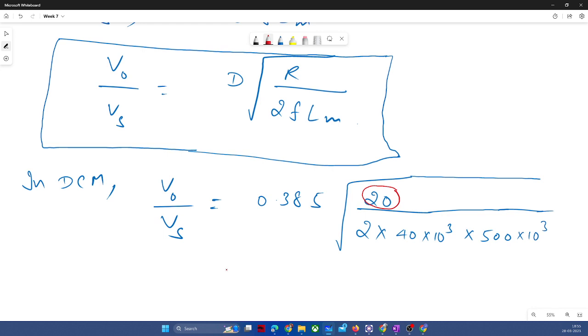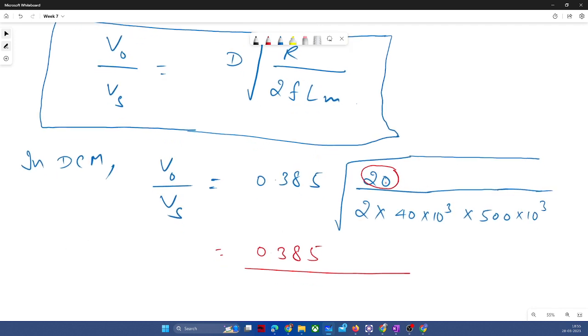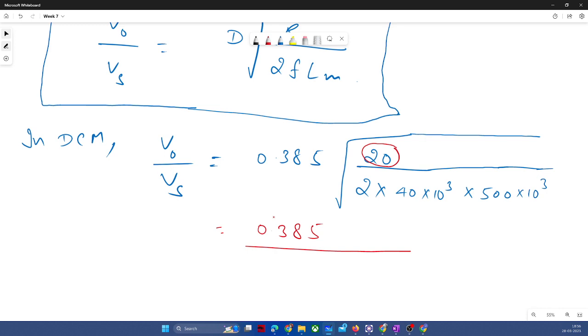So what will happen? You tell me. What is the question, sir? I asked that in CCM and DCM, all parameters are the same, only the value of resistance has been changed, right? Okay, let's forget the question. Let us complete this exercise first. 20 divided by 2 into 40, into 0.5. So it is coming up to be 0.272.